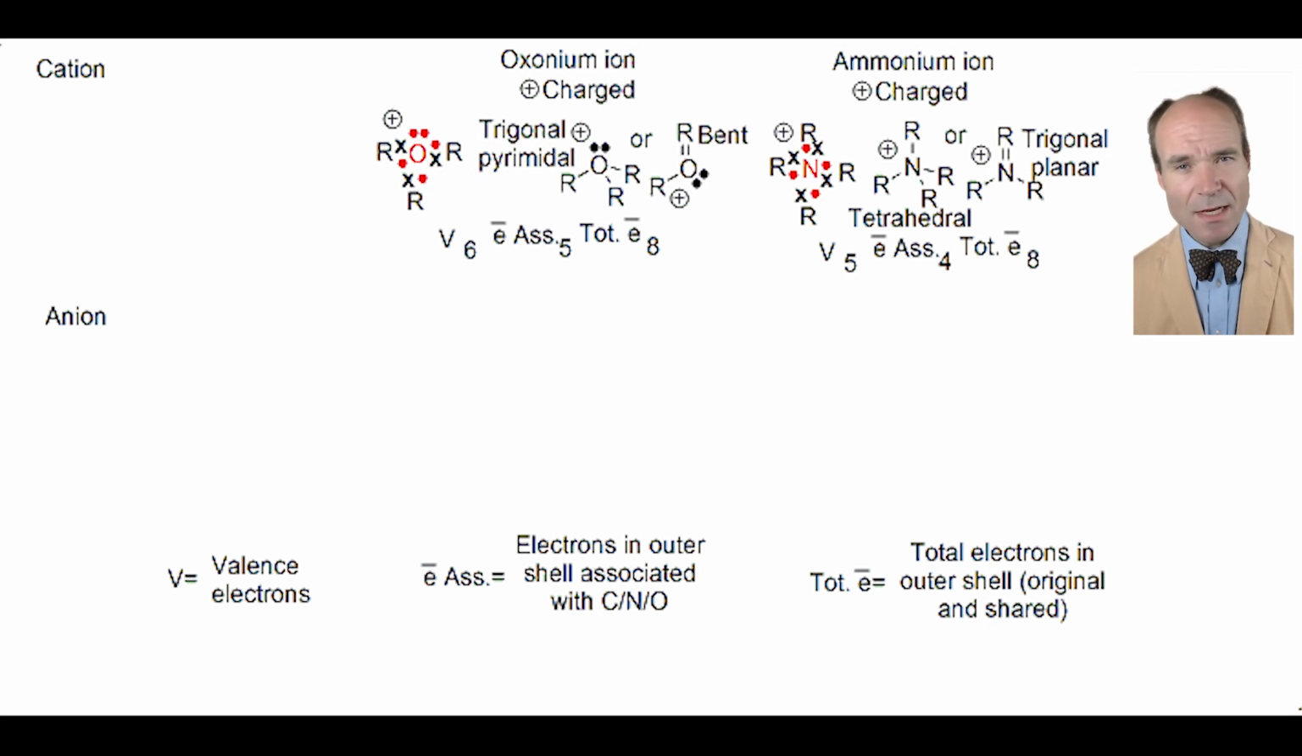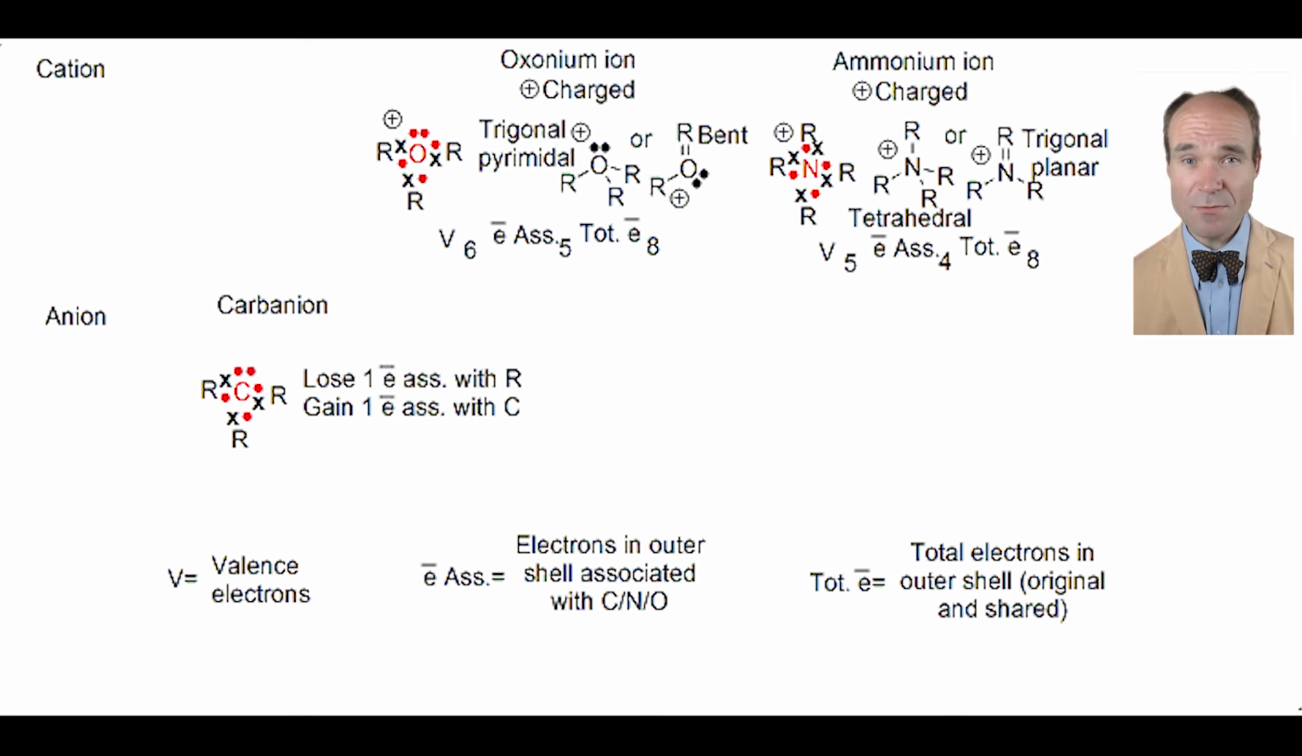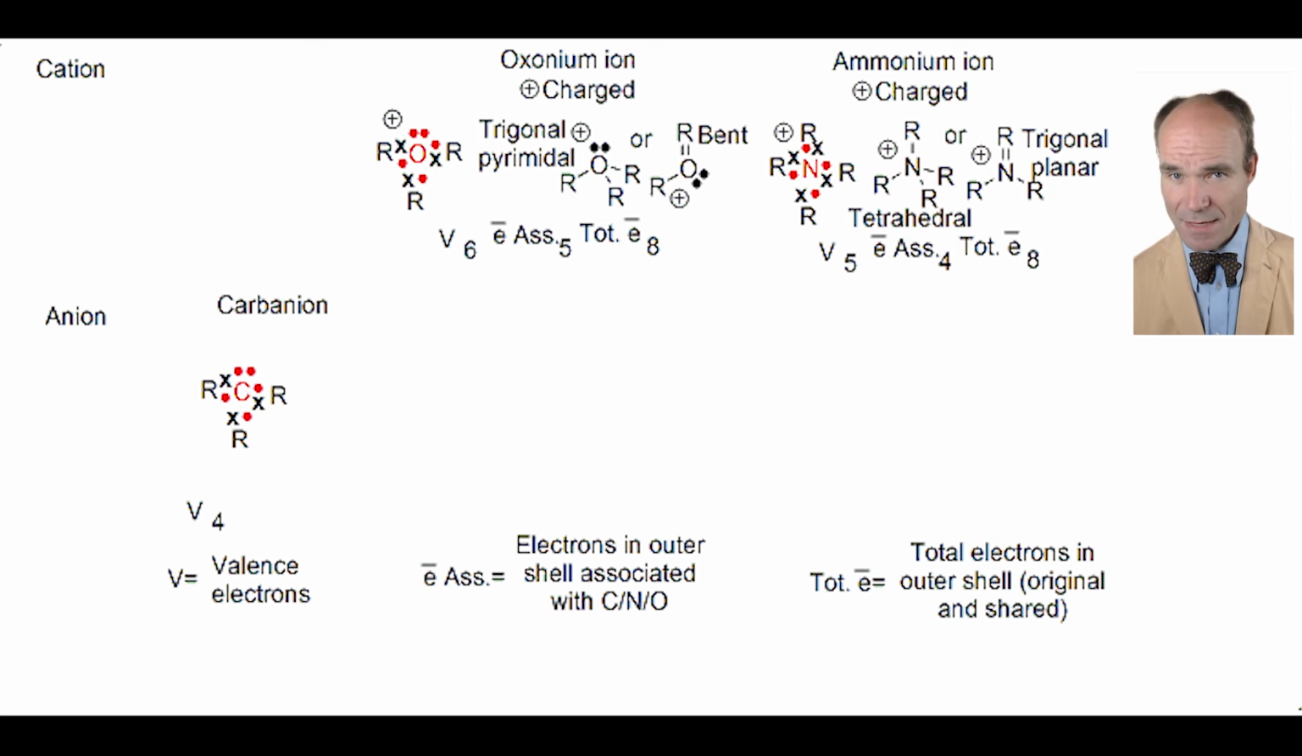On to anions. In the context of carbon, the anion is called a carbanion. From the neutral tetrahedral form of carbon, we must lose one electron associated with an R group, breaking a covalent bond, and gain one electron associated with carbon to give the carbanion. Carbon has 4 valence electrons, but here 5 electrons are associated with carbon. 6 divided by 2 equals 3 electrons from covalent bonds with R groups and 2 electrons in lone pairs. Thus, the charge is calculated by 4 minus 5 equals minus 1. In total, there are 8 electrons in the outer shell of carbon for a filled octet. 5, as we said, are associated with carbon, whilst 3 are shared with carbon from the R group.